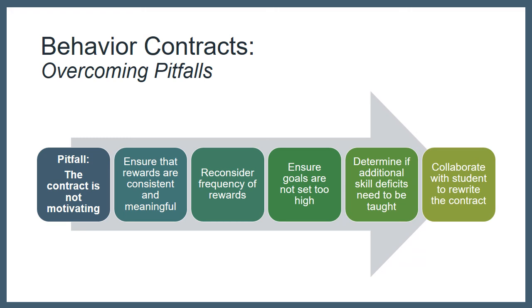Next, reconsider skill deficits and whether or not replacement skills should be retaught or taught in a different area. Lastly, collaborate with the student to rewrite the contract. By doing this, instead of allowing the contract to simply disappear or remain ineffective, you're showing the student that they have value and that his or her success is worth the time needed to develop an effective and reasonable plan.